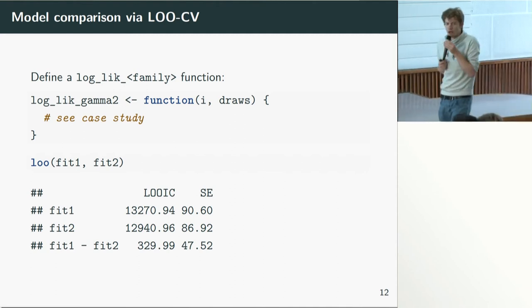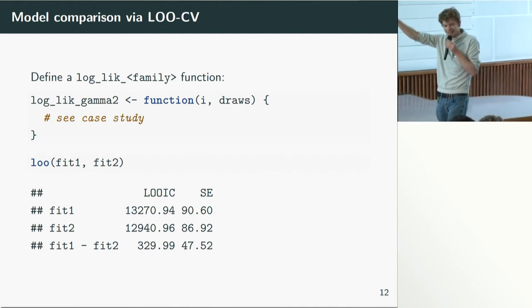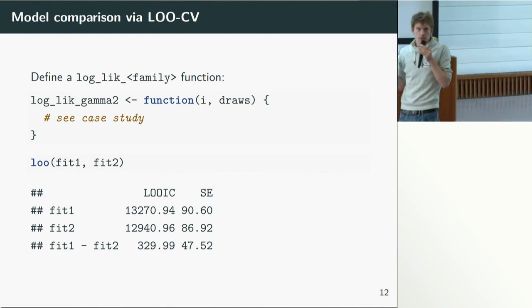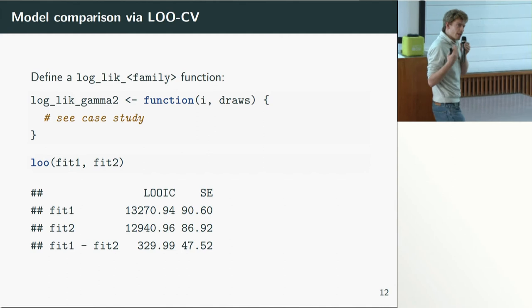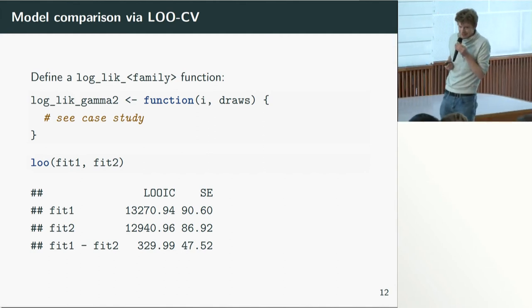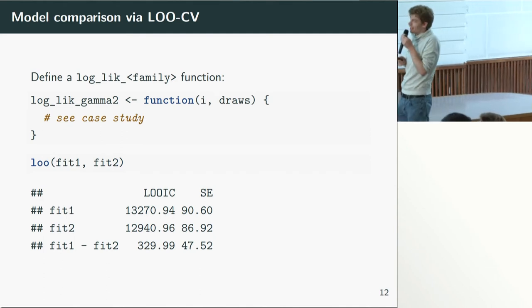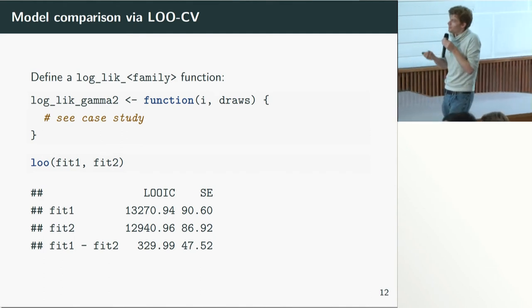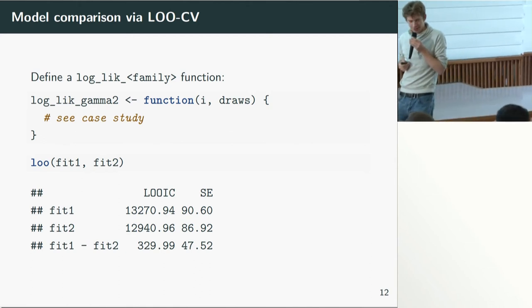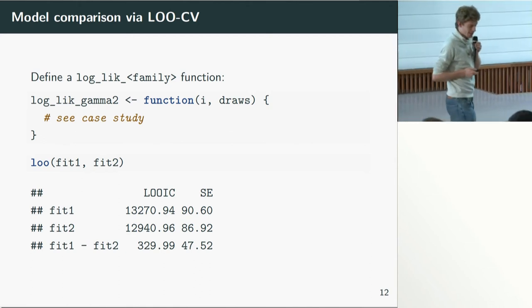And I know Aki doesn't like LOOIC, but I'm happy when people understand what an information criterion is. And when I then force people into understanding what an ELPD is, it gets even more complicated. So for now, I stick with LOOIC until Aki forces me. I'm not sure how, but he will try to force me to get rid of that.